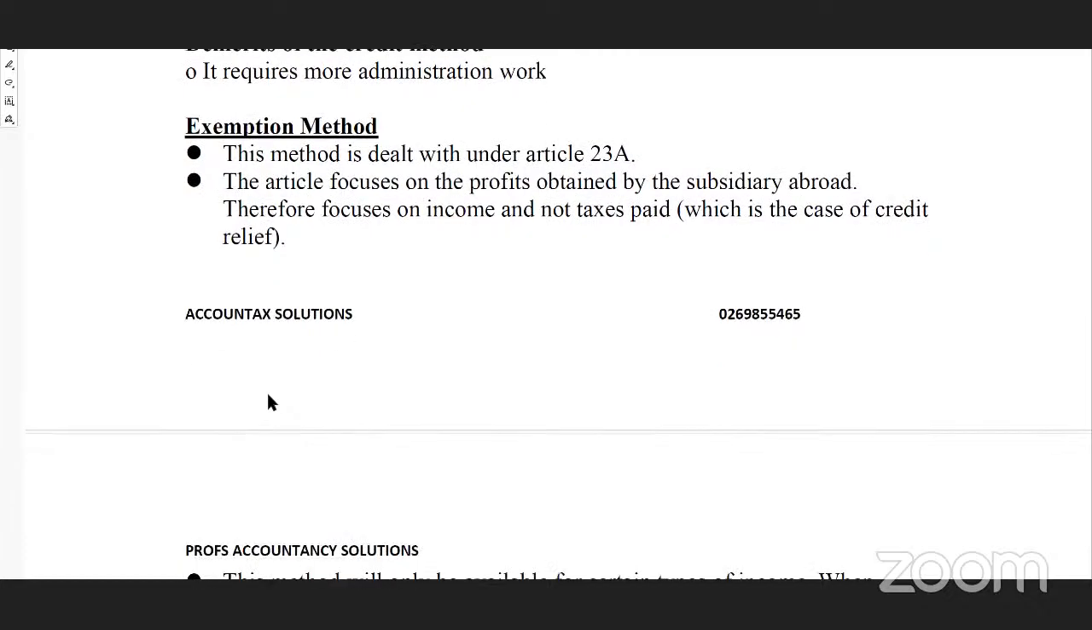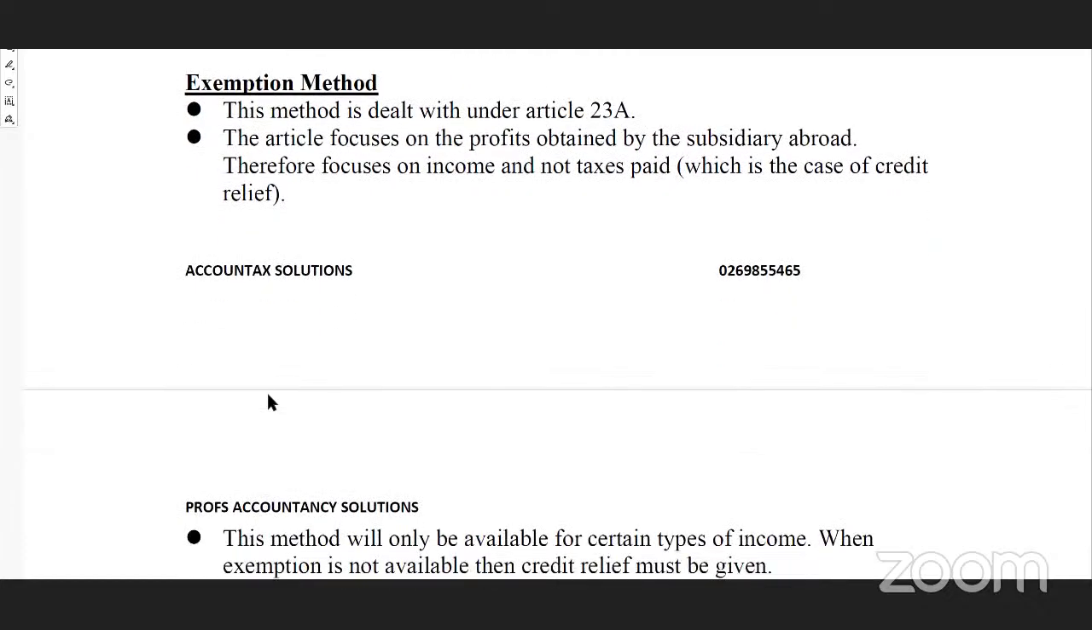Now we get to the exemption method. Now, this method is dealt with under Article 23 of the DTAs, and then in Ghana is spread across, right? There are various sections of our law that deal with exemption from foreign income. I can give you a lot. We can visit Section 7 of Act 896. We can visit Section 111. There are a lot of them spread. Section 47, Section 62, plenty. I can't mention all of them, but you know, plenty.